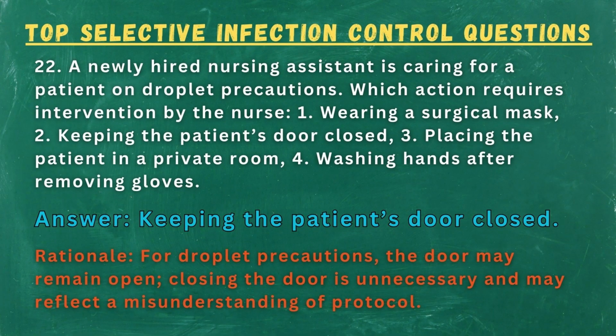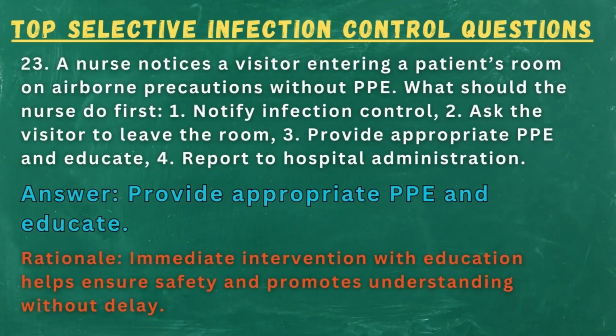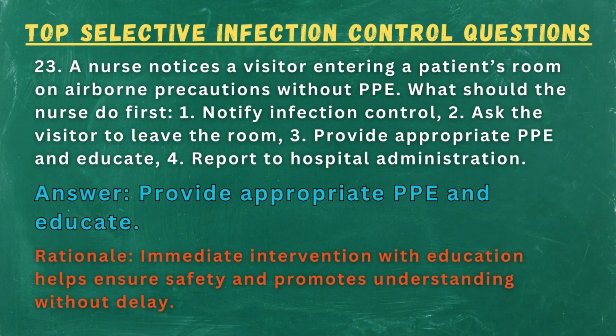22. A newly hired nursing assistant is caring for a patient on droplet precautions. Which action requires intervention by the nurse? 1. Wearing a surgical mask. 2. Keeping the patient's door closed. 3. Placing the patient in a private room. 4. Washing hands after removing gloves. Answer: Keeping the patient's door closed. Rationale: For droplet precautions, the door may remain open. Closing the door is unnecessary and may reflect a misunderstanding of protocol.